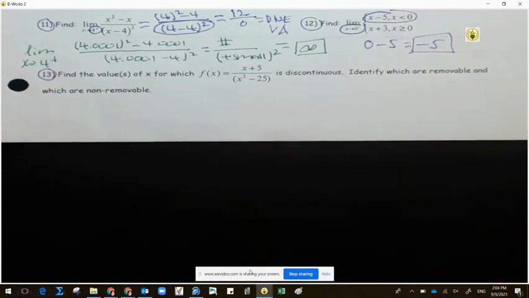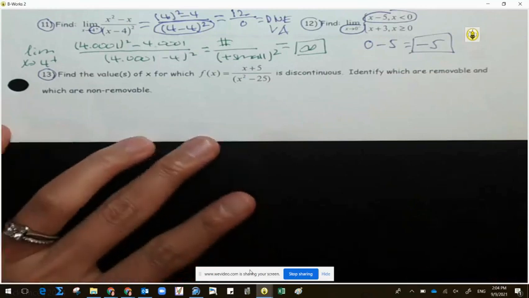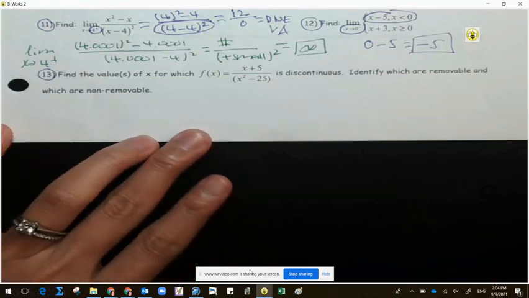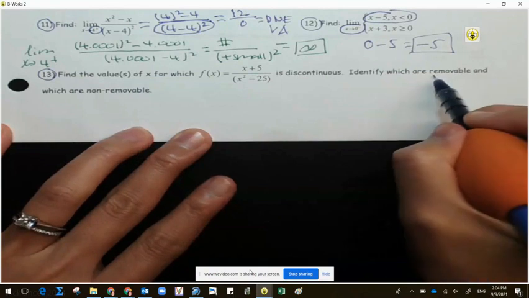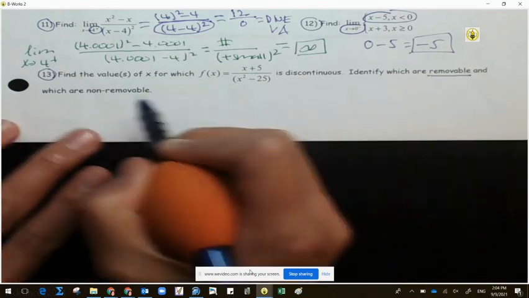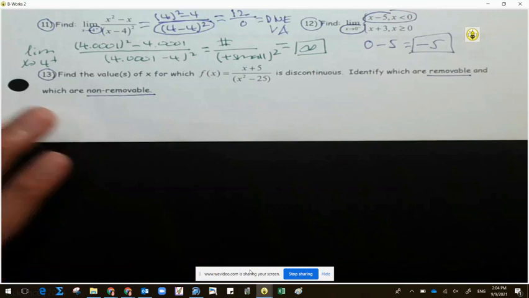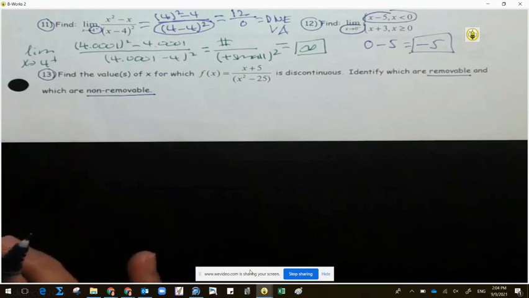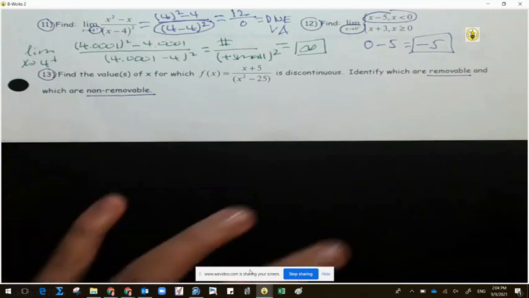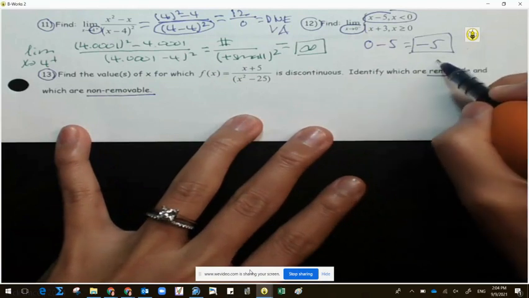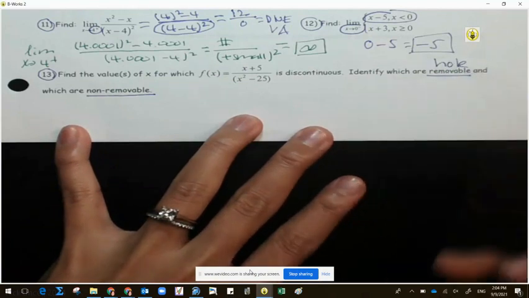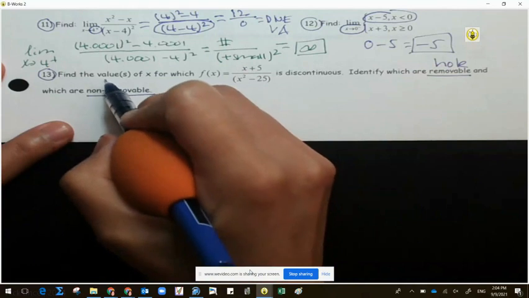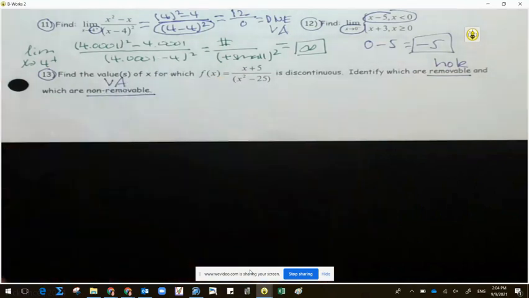Find the values x for which f of x is equal to x minus 5 over x squared minus 25. Identify which are removable and which are not removable. All right, so we have removable and non-removable. When I cross out something on the top and the bottom, did I get rid of it? Has it been removed? So that means we have a hole. Non-removable will be vertical asymptote.